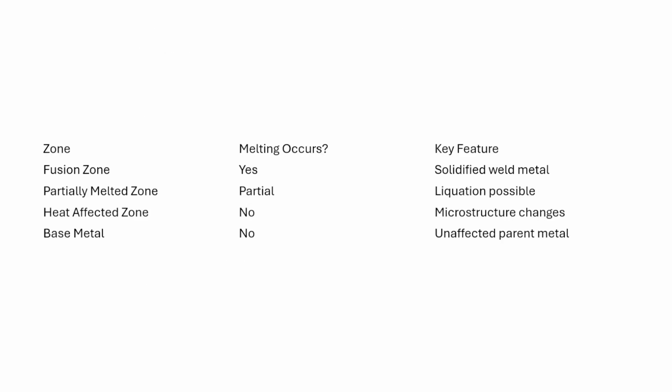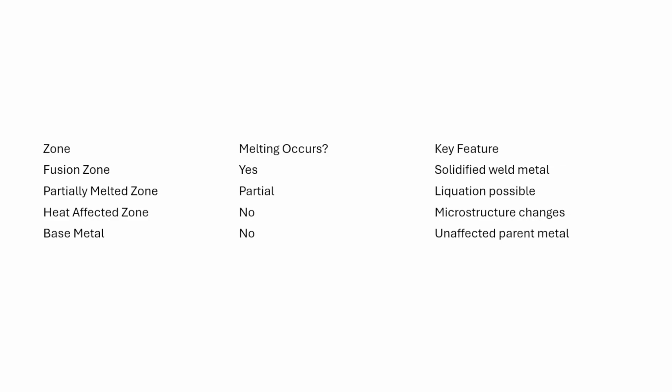Okay. Following are some of the key points to take away from this portion. In the fusion zone, melting occurs; in the partially melted zone, only partial melting occurs; in the heat affected zone there is no melting; and in the base metal zone there is no melting. The key feature is that in the fusion zone we see solidified weld metal with coarser grains; in the partially melted zone liquation is possible; in the heat affected zone the microstructure changes; and in the base material there is no change in the microstructure.